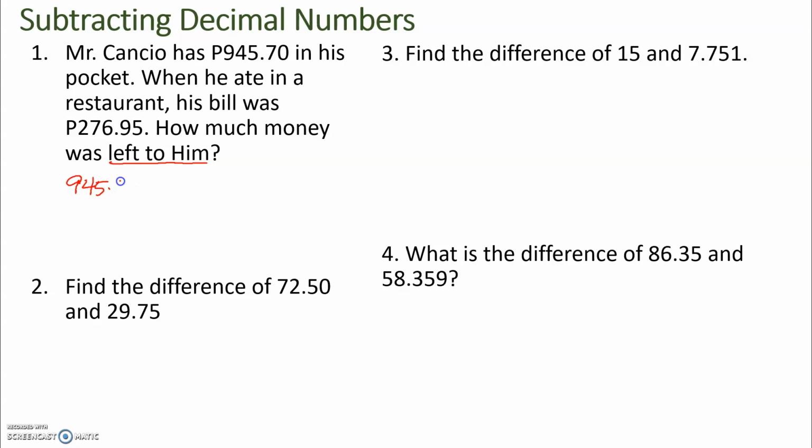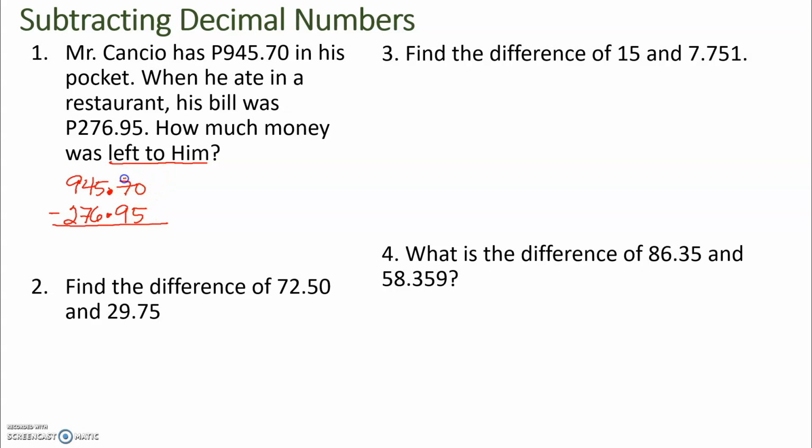945 and 70 centavos. Take note of the decimal point here and then minus the decimal point here. This is 6, this is 9, and this is 5. Okay, and then this is the place where 7 should be placed, and this is the 2 here. So we can now subtract, right? So align na sila. So start from the right side, just like how we subtract in whole numbers, ganun pa rin sa decimal numbers.